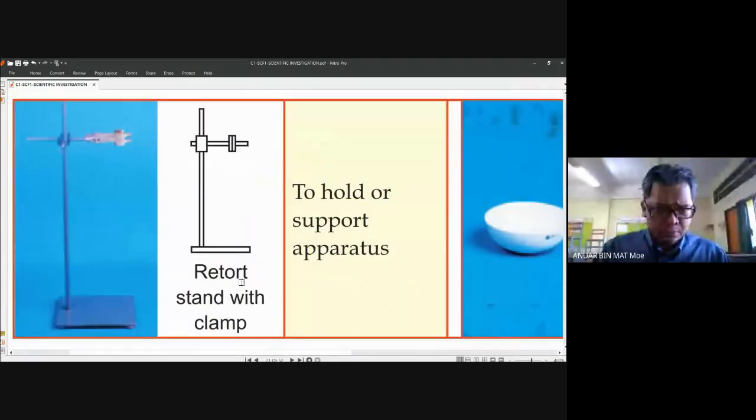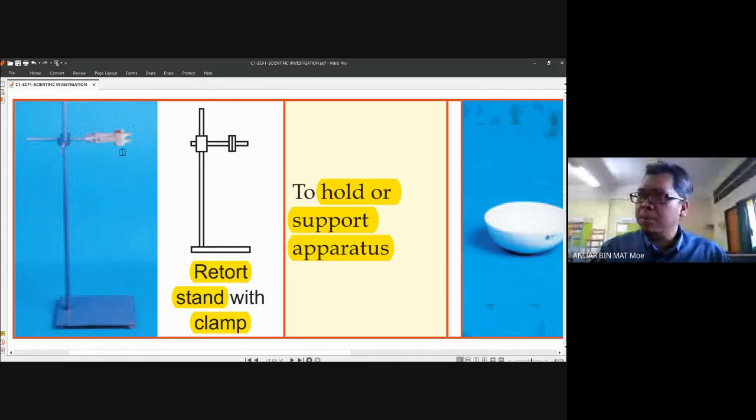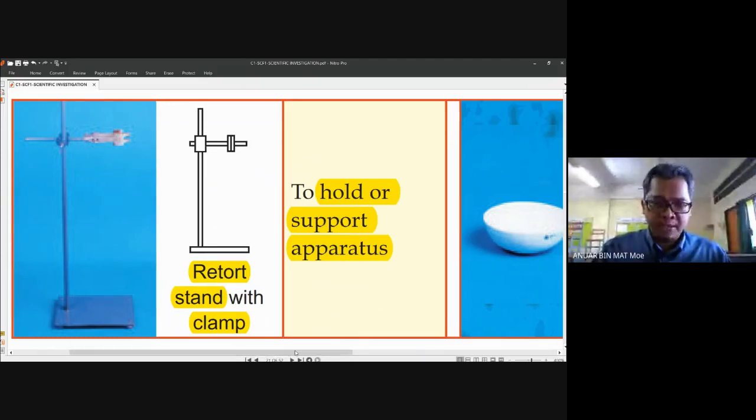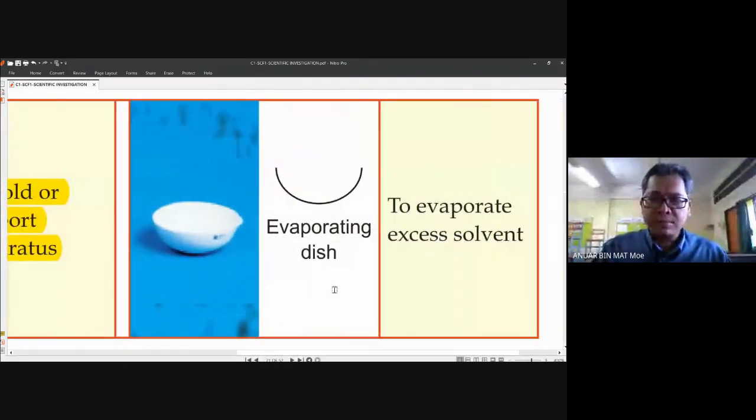So our next apparatus is the retort stand with the clamp. What is the function? To hold or support the apparatus. Maybe you put the Buret here, the pipette, and the conical flask here, in order to hold or support the apparatus. So next one is the evaporating dish. This is the picture of the evaporating dish. The function is to evaporate excess solvent.